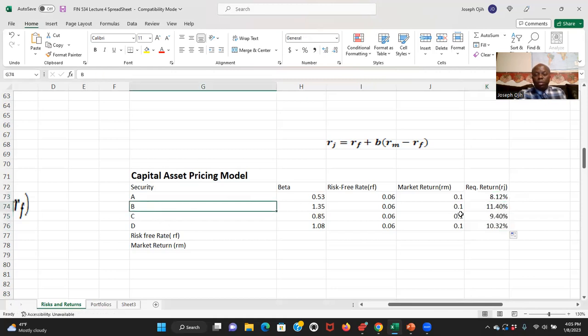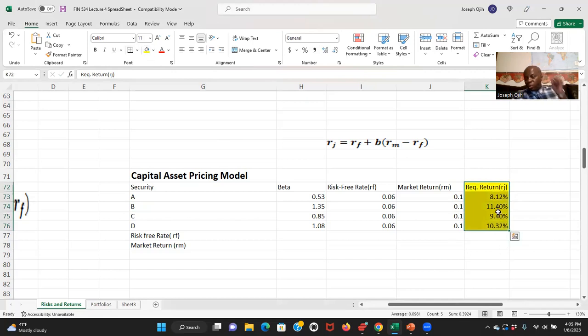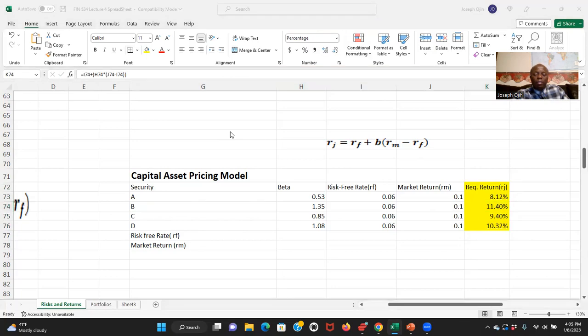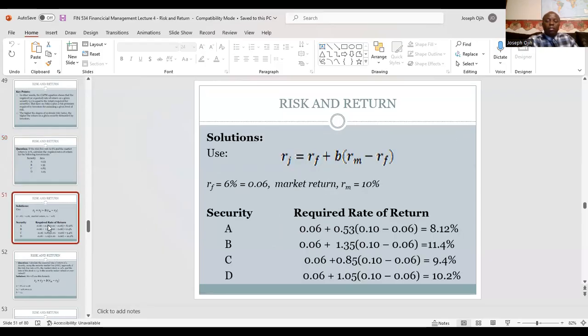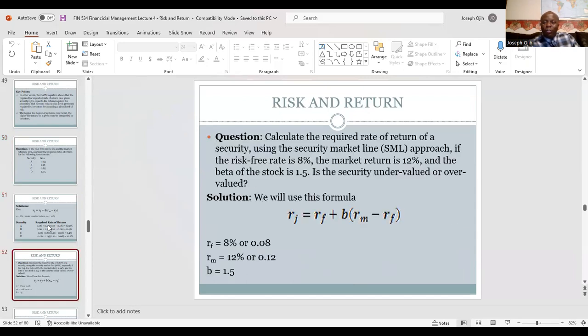For stock B, what they require is 11.4%. Let me highlight it so you can see all of it. For stock C it is 9.4%, and for stock D it is 10.32%. When you look at this, you see this makes it very easy. And you can see that I have the same answers as when I did it manually with a calculator in my presentation. I hope you're having fun so far.